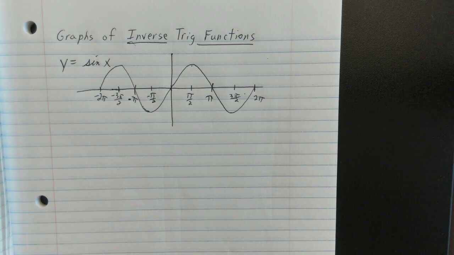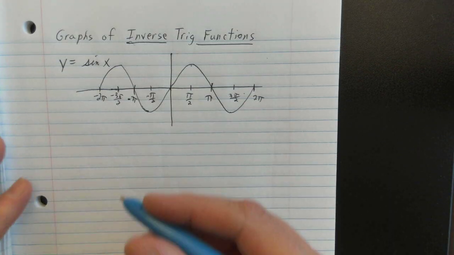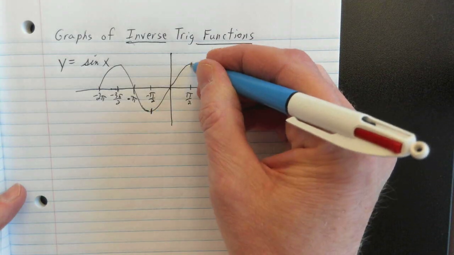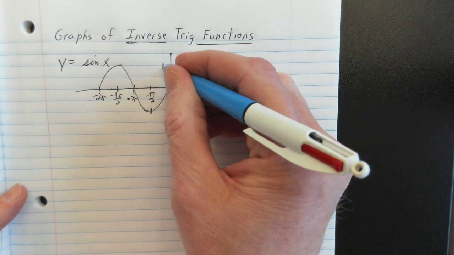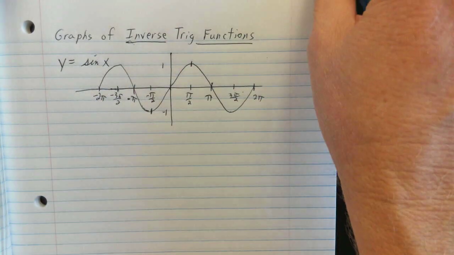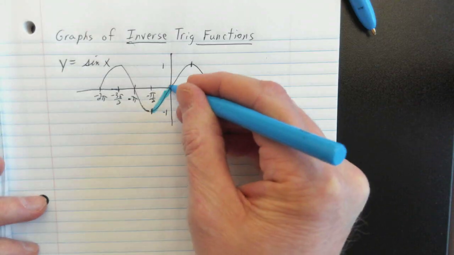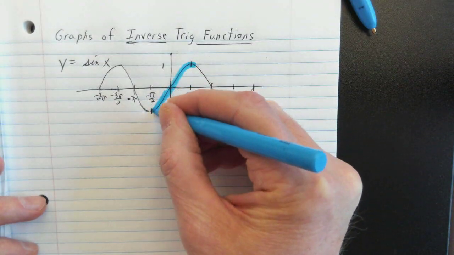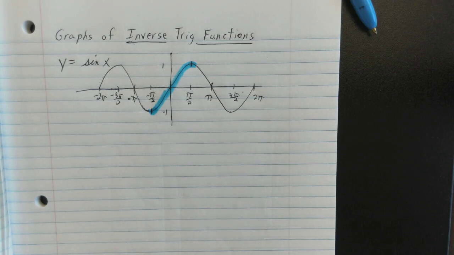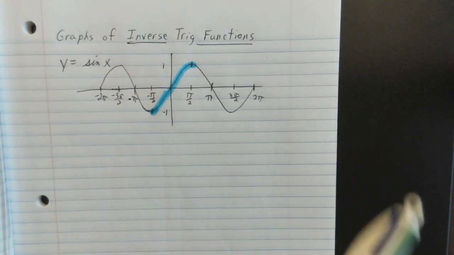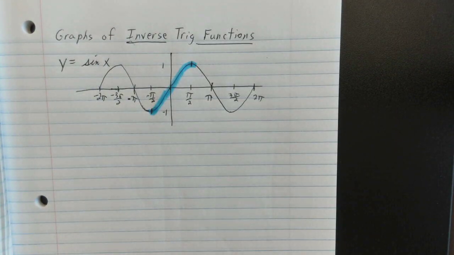All right? So what we're going to do is restrict the part of the graph, which will be from here to here. This is 1, by the way, and that's negative 1. We're only going to take a section of it and call this part the inverse trig function, or inverse sine function.